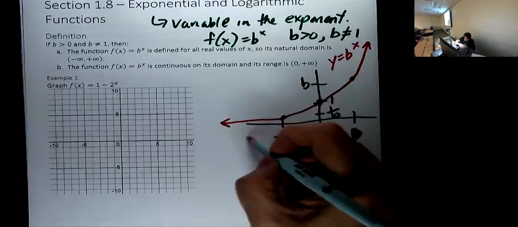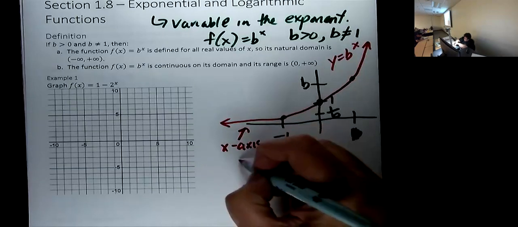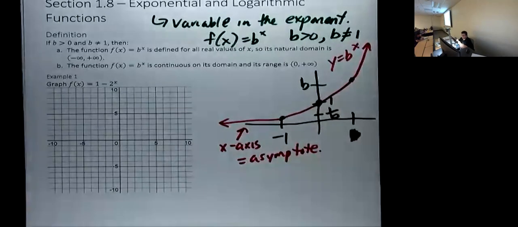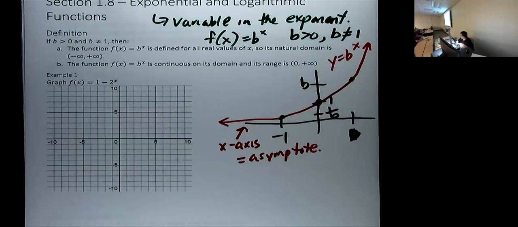So the graph goes like this, where the x-axis is an asymptote. So it's continuing on its domain. It hits all the x values, but the range values are restricted to being greater than 0. So we don't include 0. We do that by showing the parentheses rather than a bracket. So parentheses 0 to infinity.